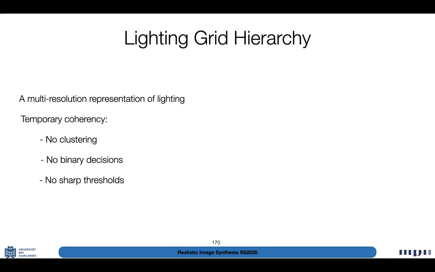The idea is that they create this multi-resolution representation of lighting with no clustering, no binary decisions, no sharp thresholds, which helps them keep the temporal coherency. So I will show you now how this works.